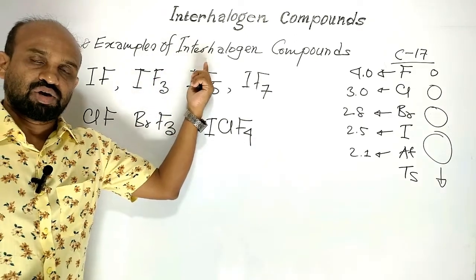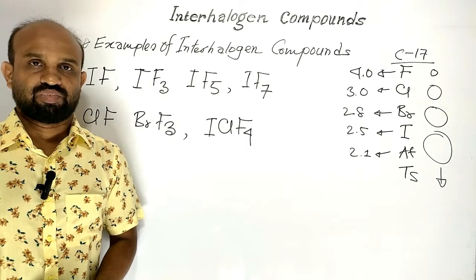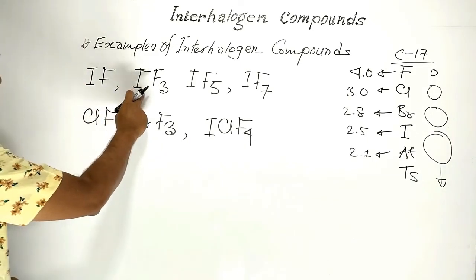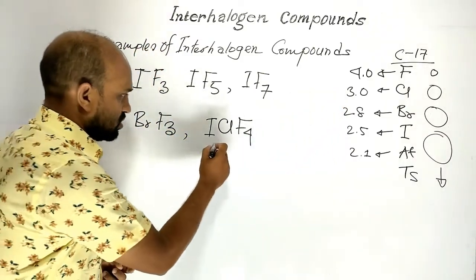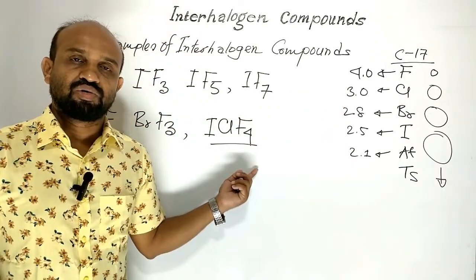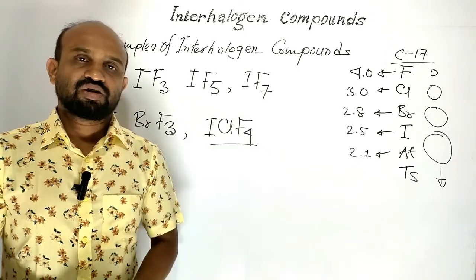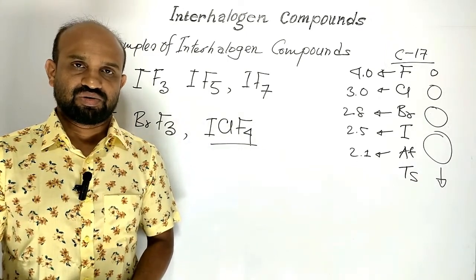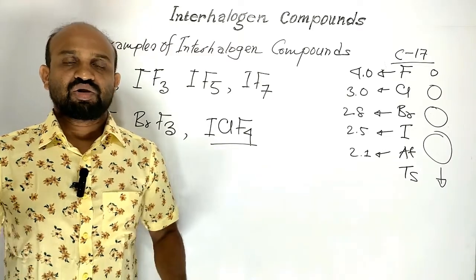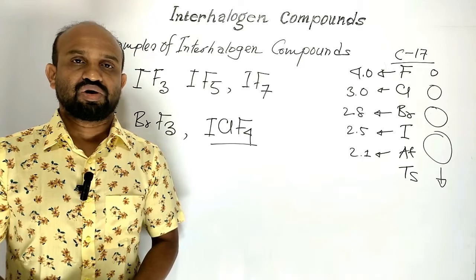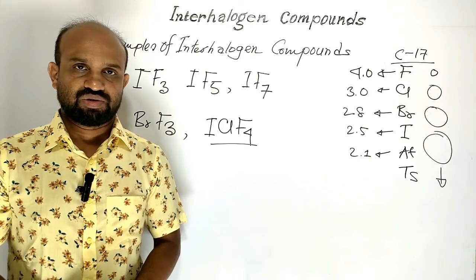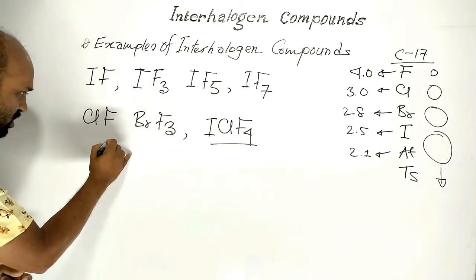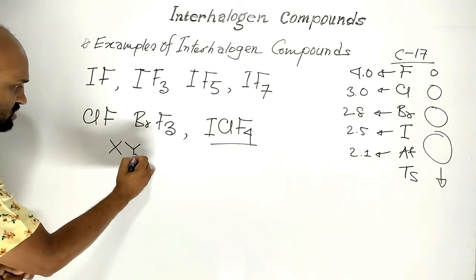These are the examples of interhalogen compounds. Now let's see definition of interhalogen compounds. The compound which is formed from two different halogen atoms or from two or more different halogens is called interhalogen compound. Simply we can say that the compounds that are composed of two or more different halogens are called interhalogen compounds. Here, general formula of interhalogen compounds is like this.